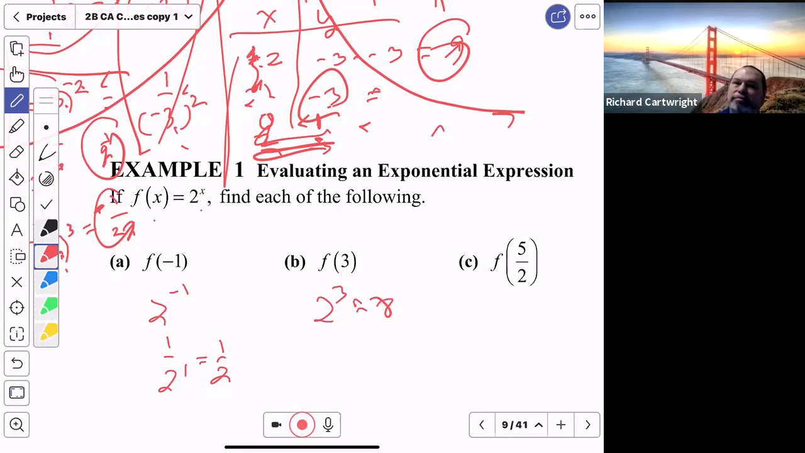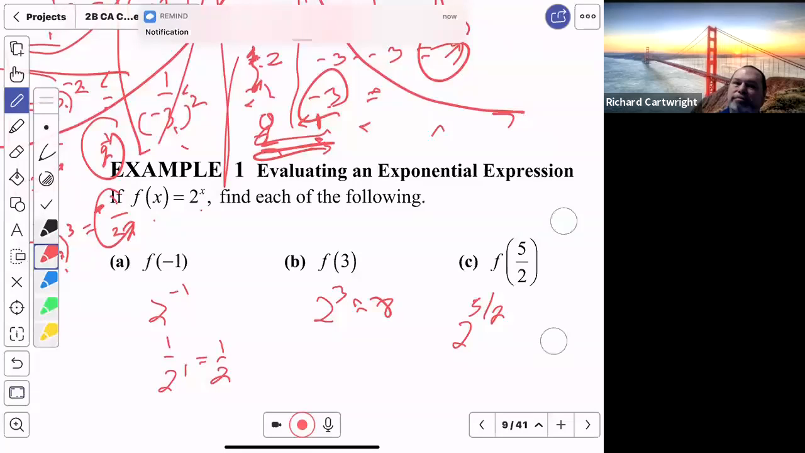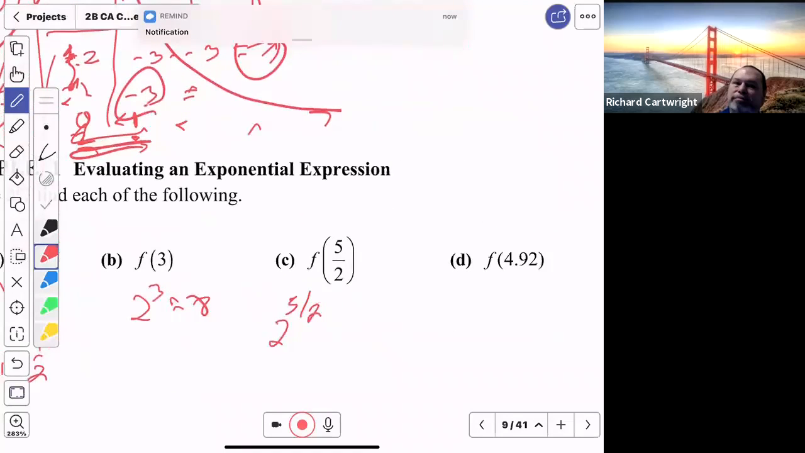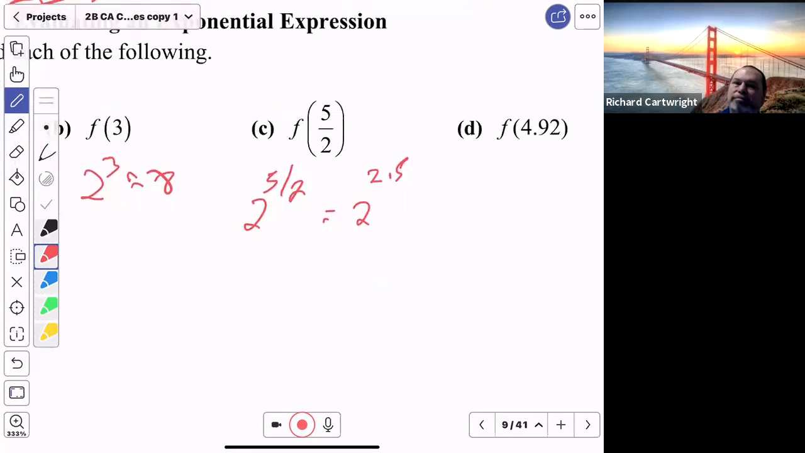All right, here's a hard one. 2 to the 5/2. I know what you're thinking. You'd rather say 2 to the 2.5 and use your calculator. But I don't want you to do that. I want you to do it like this. If you can do it by hand, try it.